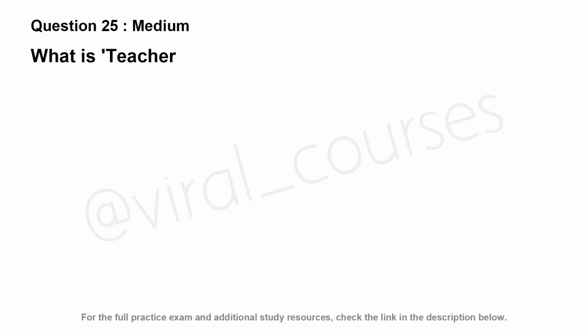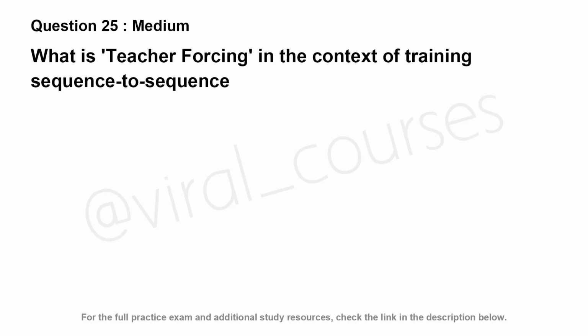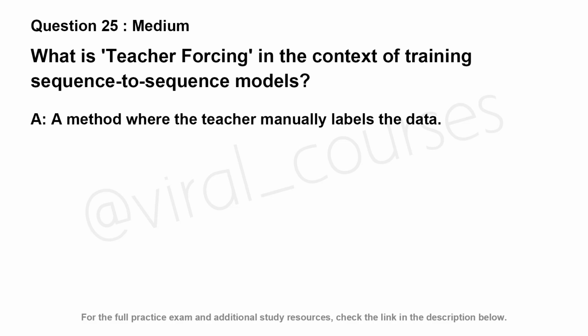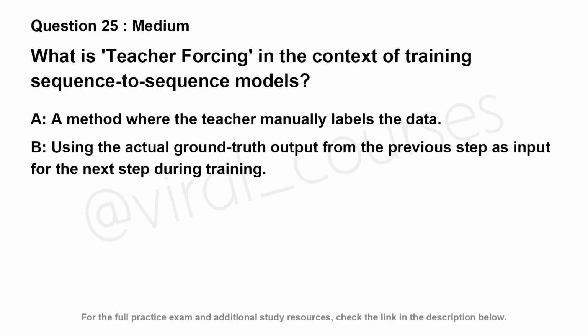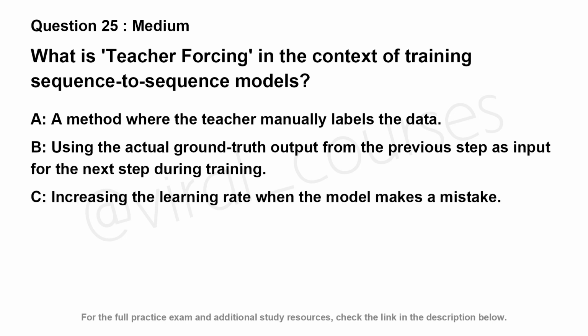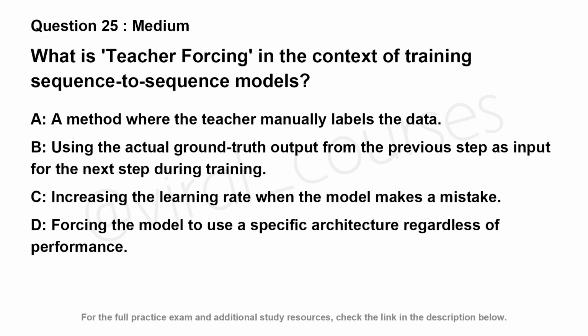What is teacher forcing in the context of training sequence-to-sequence models? Option A. A method where the teacher manually labels the data. Option B. Using the actual ground truth output from the previous step as input for the next step during training. Option C. Increasing the learning rate when the model makes a mistake. Option D. Forcing the model to use a specific architecture regardless of performance.